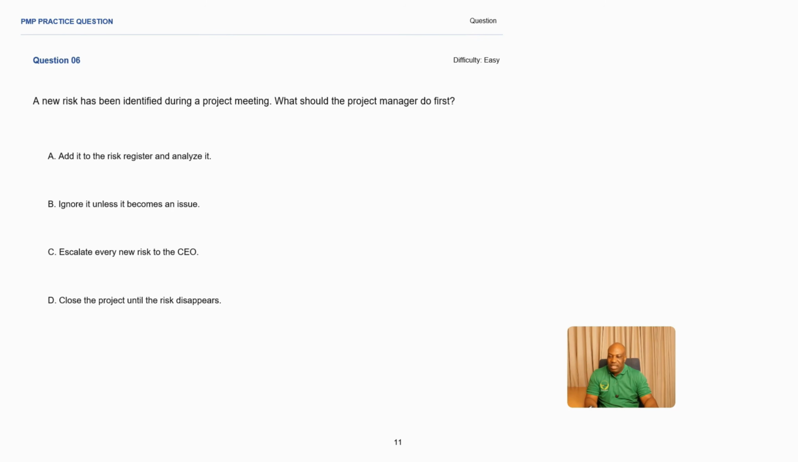Right, practice question number 6, sorry. Practice question number 6 is, a new risk has been identified during a project meeting. What should the project manager do first? Okay, so this is also classified the difficulties as something that is very easy. So what is our problem statement?